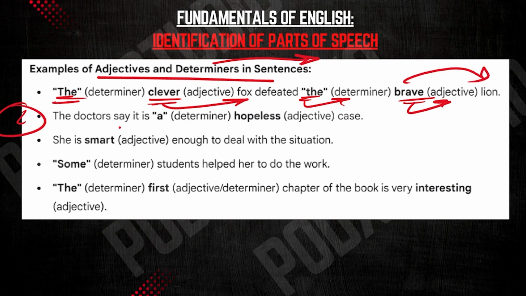Second one. The doctor says it is a hopeless case. Here again, a doesn't have any degree. That's why it's a determiner. Hopeless is an adjective because it's describing the case.